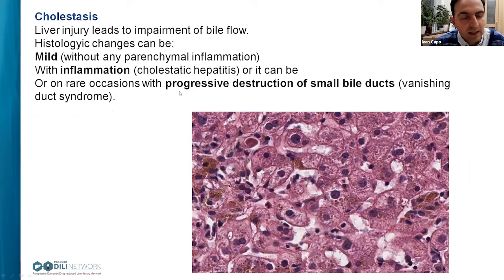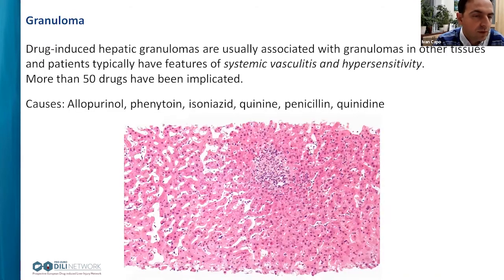Cholestasis as an animal model, I didn't find it, but I will show here that these histological changes usually occur when we have some impairment of the bile flow, and it can be very mild without any parenchymal inflammation. We can see inflammation in some cholestatic hepatitis, and we can also find some progressive destruction of small bile ducts with the use of some drugs, but it's not so common in the animal models.